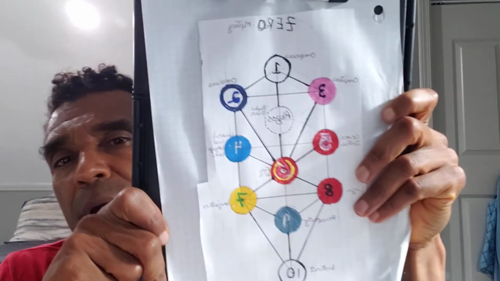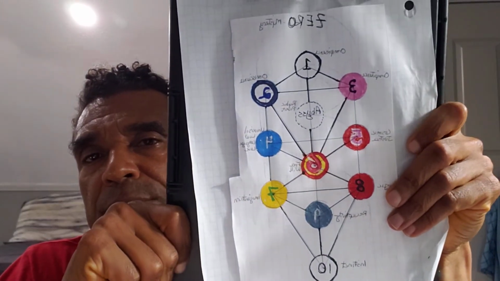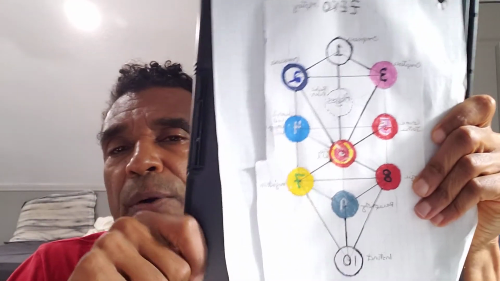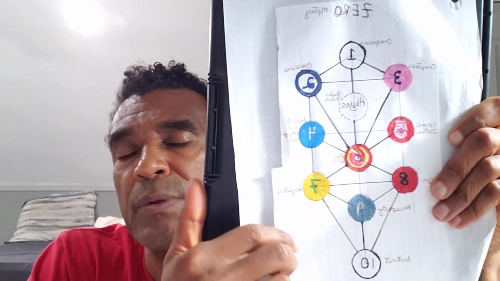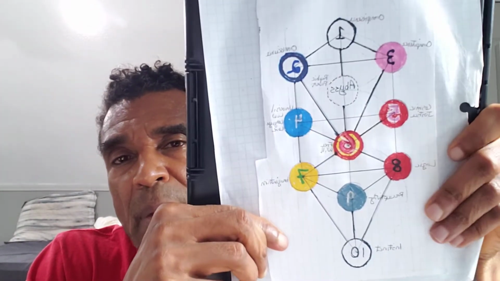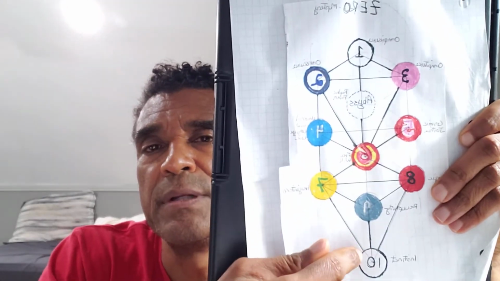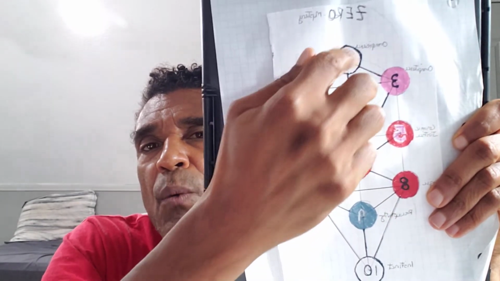Now, the tree looks like this. It's a diagram of really 10 circles connected by 22 lines, but it really has 12 components. The circles are numbered. These circles are really spheres, so it's really like a 3D thing mapped out on a 2D thing. But the circles are numbered 10, 9, 8, 7, 6, 5, 4, 3, 2, 1.